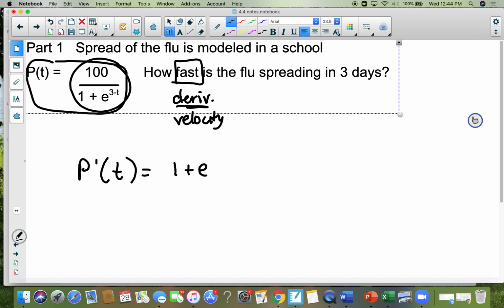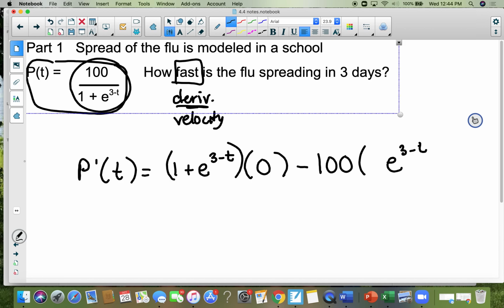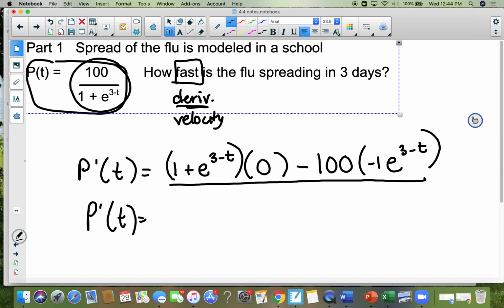Low times the derivative of the high, and the derivative of 100, any number, is 0, minus 100 times the derivative of the low, and the derivative of 1 is 0. And how do you do e? Okay, we just went through e. You copy down the e. It's easy. Just copy it down and then take the derivative of that, which is a negative 1. So p prime of t, all over 1 plus e raised to the 3 minus t squared.